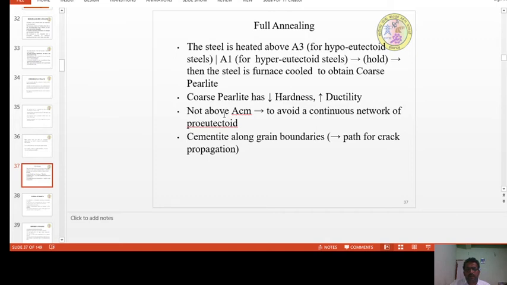Do not heat above ACM, to avoid a continuous network of proeutectoid cementite. To eliminate this formation, don't heat above ACM. So if you heat, then what happens? It results in cementite along the grain boundaries. The presence of cementite in the grain boundary is not recommended. Why? Because it encourages crack propagation.